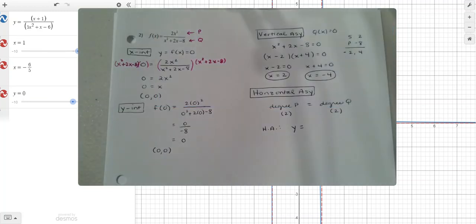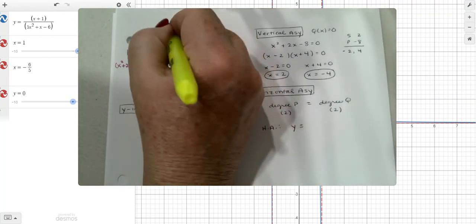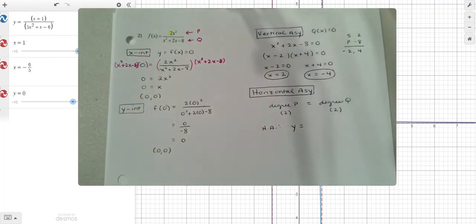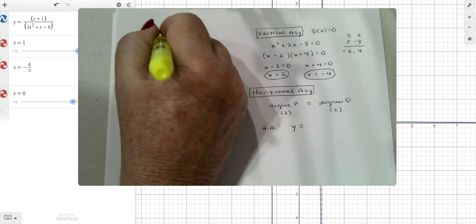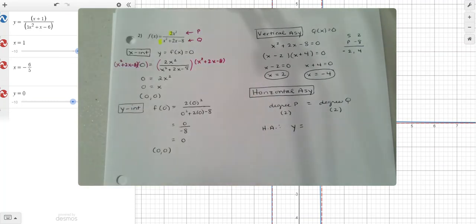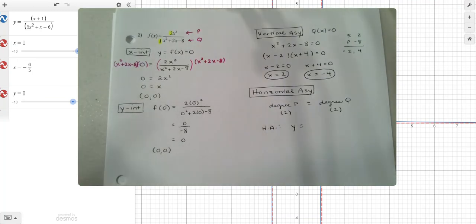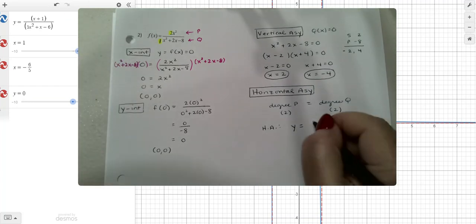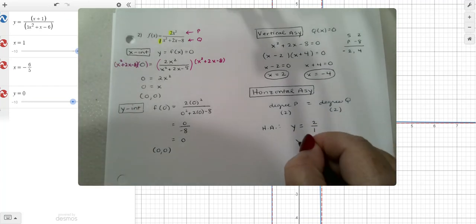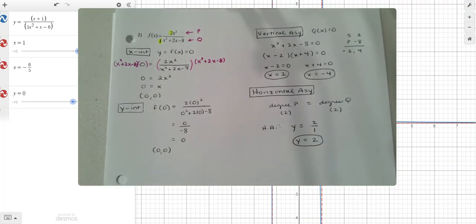What exactly does that mean? Well, my leading coefficients are just the coefficients of the highest powered terms, right? So the leading coefficient of P would be 2, and the leading coefficient of Q is actually 1. It's not really written there, but we all know that's really a 1. So I just take the ratio, 2 over 1. Or in other words, y equals 2. All right, let's put that one in as well.